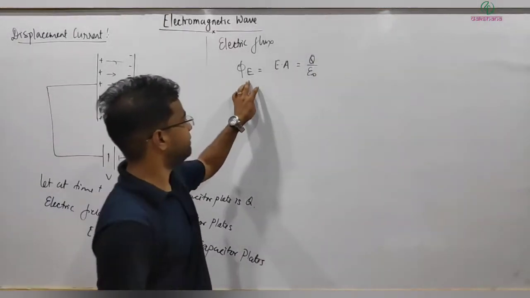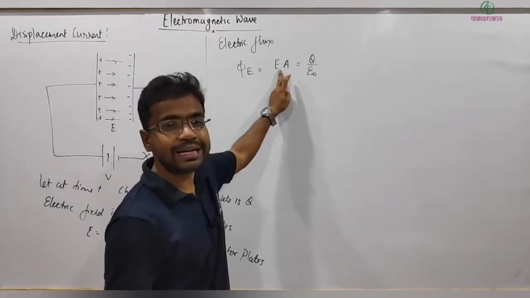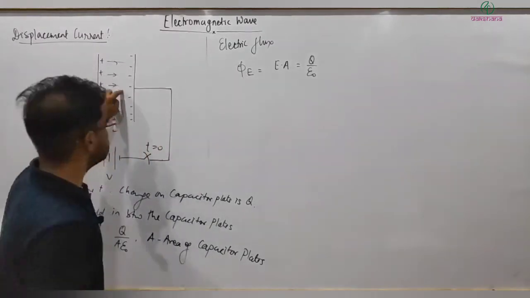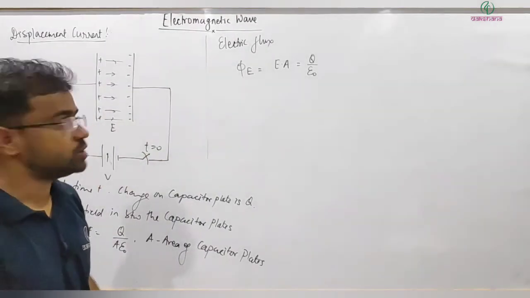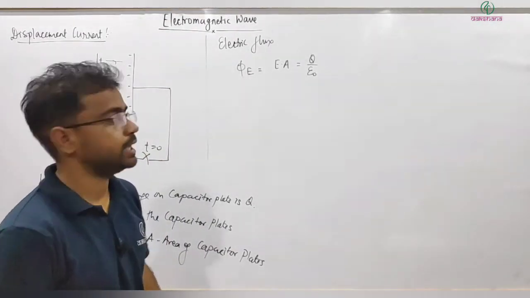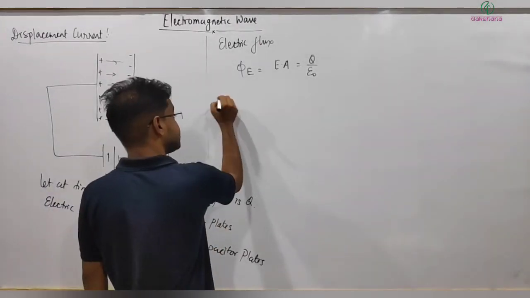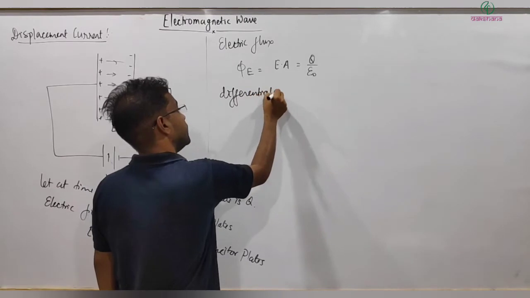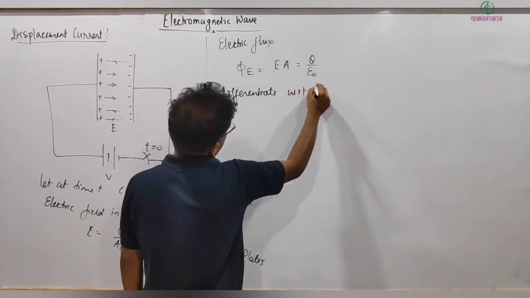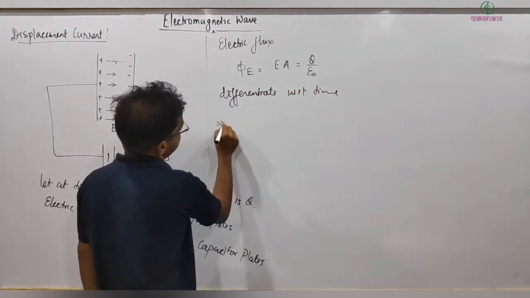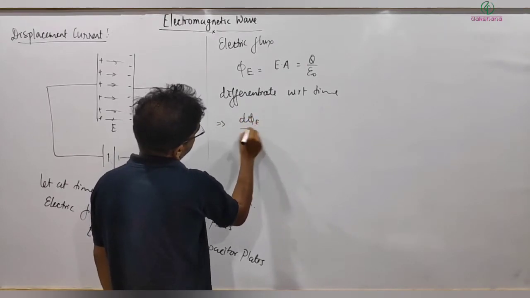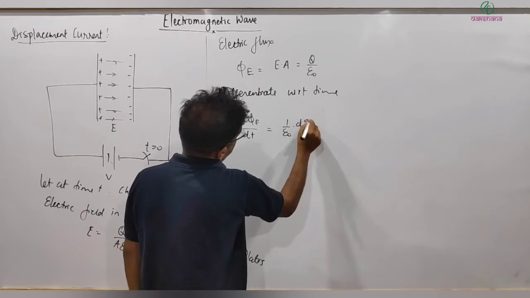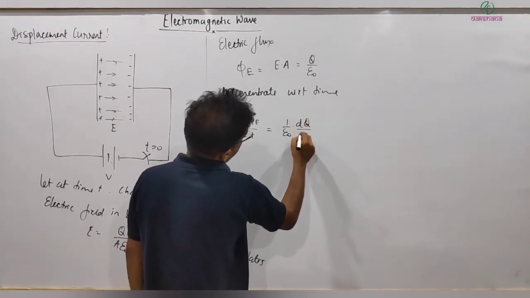Then what will happen? Definitely the charge is increasing, the electric field in this region will be increasing, and the electric flux in this region will also be changing, right? Because the electric field in the region is changing. So now what will happen? If I differentiate with respect to time, then what will you get? This is d phi e by dt equal to 1 by epsilon naught times dq by dt.